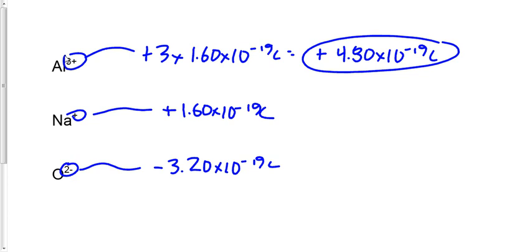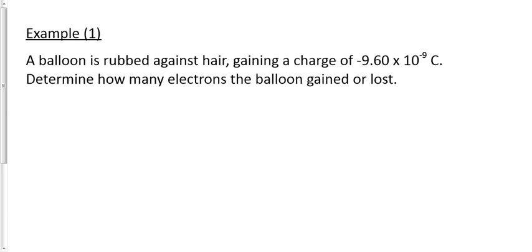So just be able to recognize the notation, not these specific examples, just the notation that we use to describe that. Okay, I got a little example for you here. Our example says a balloon is rubbed against your hair, and it gains a charge of negative 9.6 times 10 to the minus 9 coulombs. Quite a bit of charge, right? This would be 9.6 nanocoulombs of charge. Determine how many electrons the balloon has gained or lost.